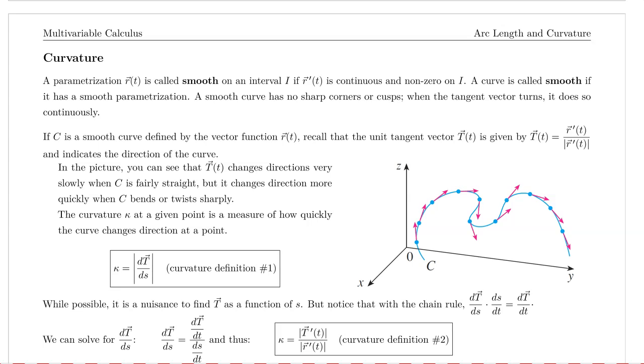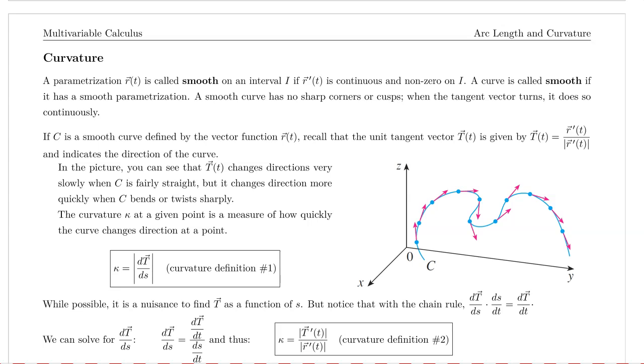If C is a smooth curve defined by the vector function R of t, recall that the unit tangent vector capital T of t is given by R prime over the magnitude of R prime, and indicates the direction of the curve.